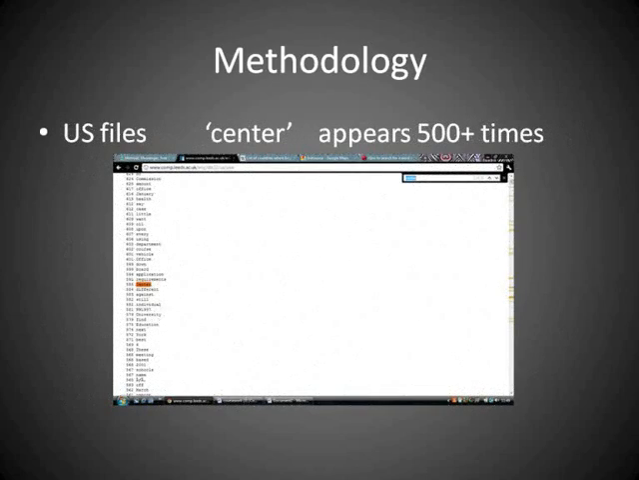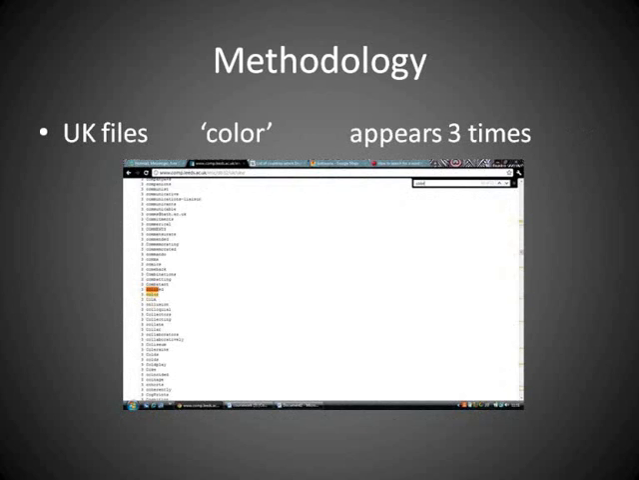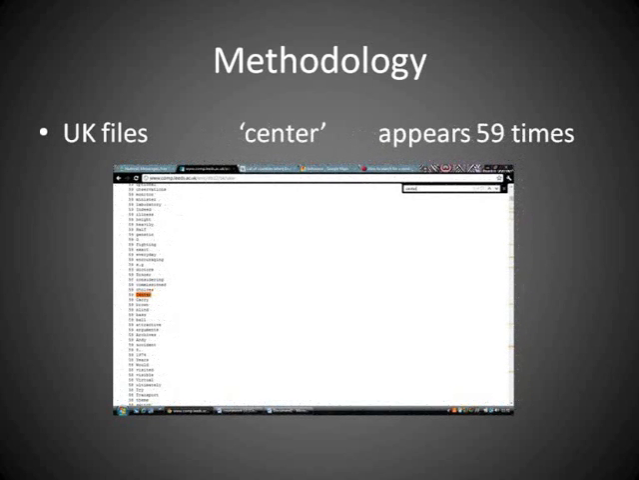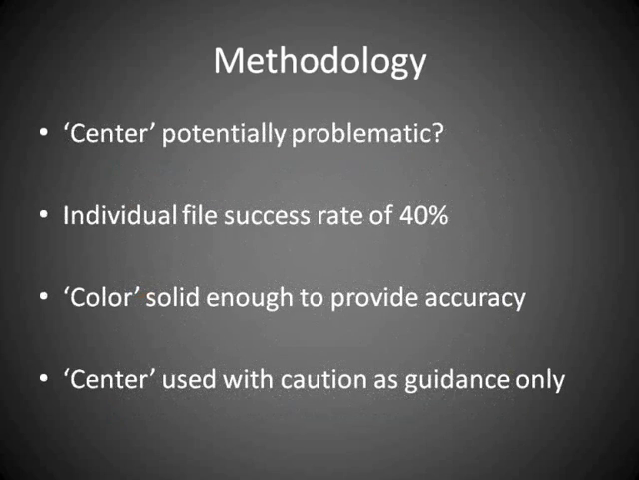Within the US files, the word centre appeared more than 500 times. The word colour also appeared over 180 times. These results would suggest the US test is reliable. In the UK files, the word colour only appears 3 times, also proving that the UK test is reliable. However, the American spelling of centre appears 59 times, suggesting that this may not be a reliable test for British English. So, potentially, there are problems with the American spelling of centre.